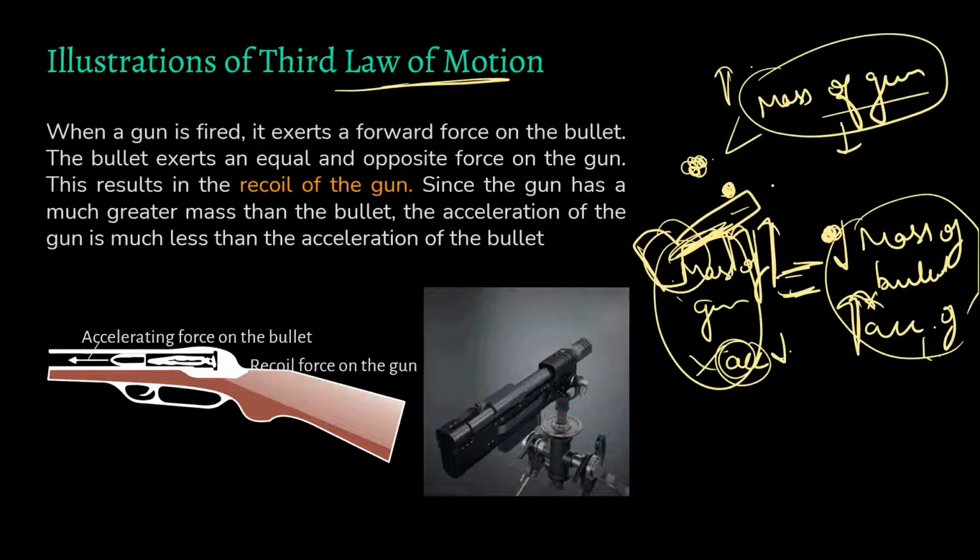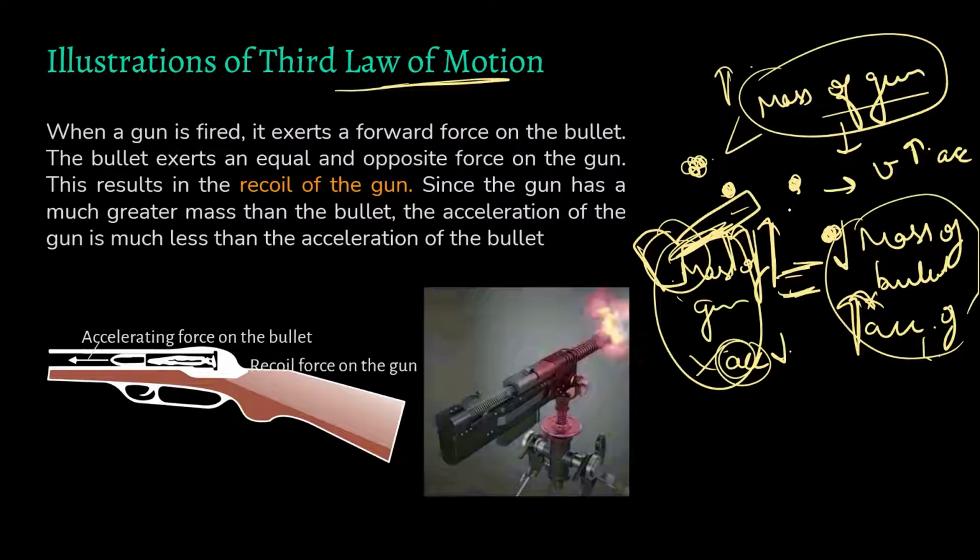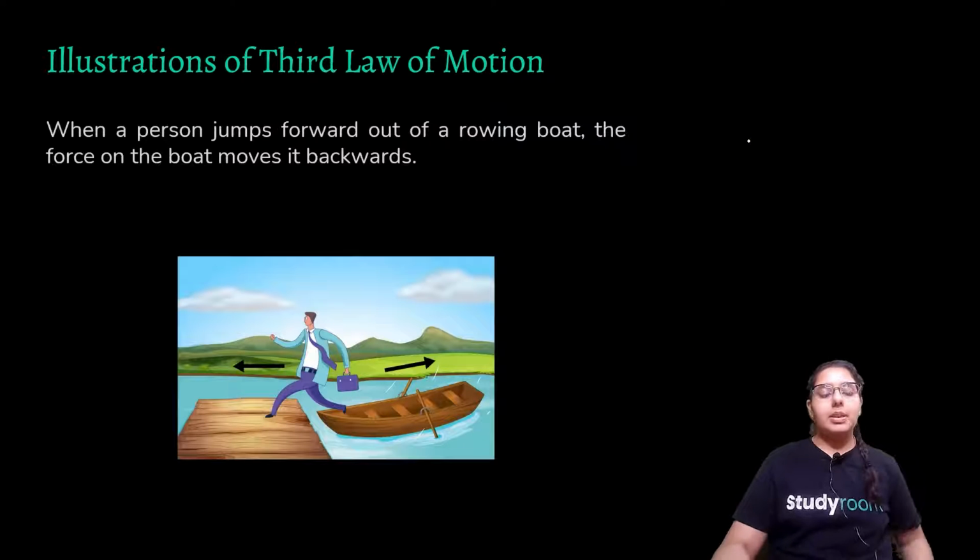That's why that small bullet has such a great velocity, so that it has such a great acceleration, so that it applies great force. A bullet can kill someone. Why? How? Because even when its mass is very small, its acceleration is too high, because this happens.